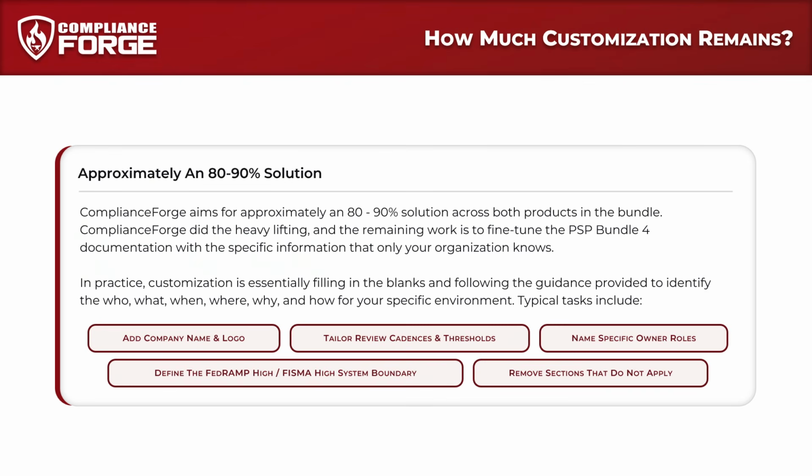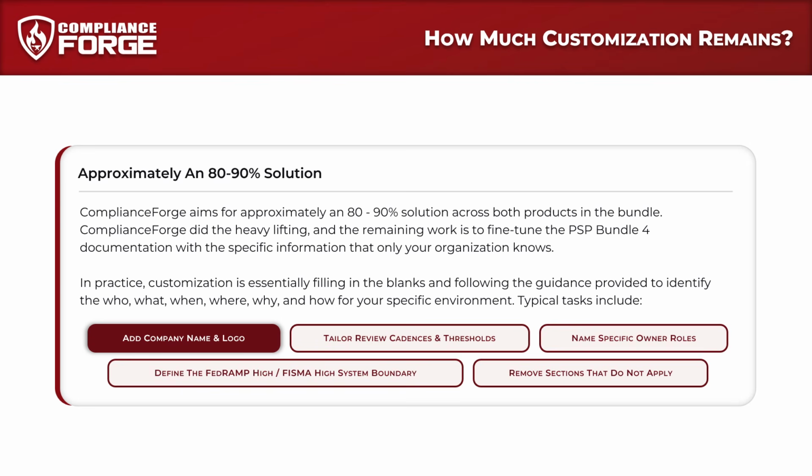ComplianceForge aims for approximately an 80 to 90% solution across both products in the bundle. ComplianceForge did the heavy lifting, and the remaining work is fine-tuning the documentation with the specific information that only your organization knows. In practice, customization is essentially filling in the blanks.